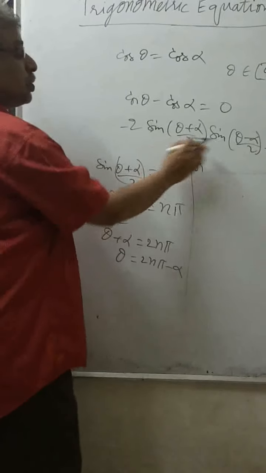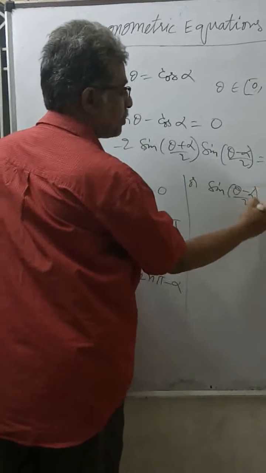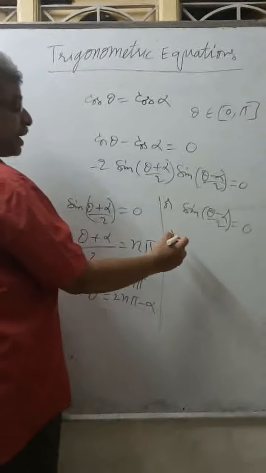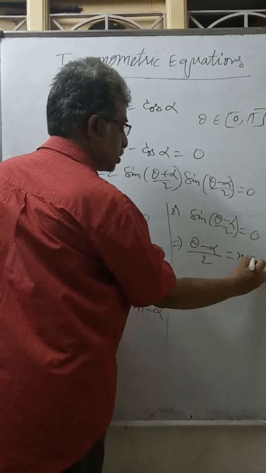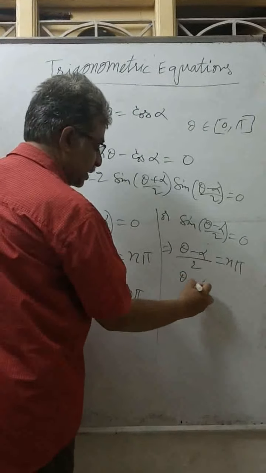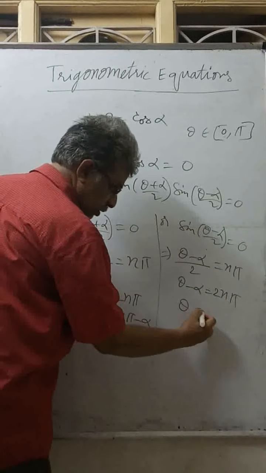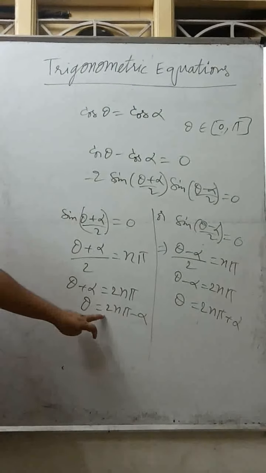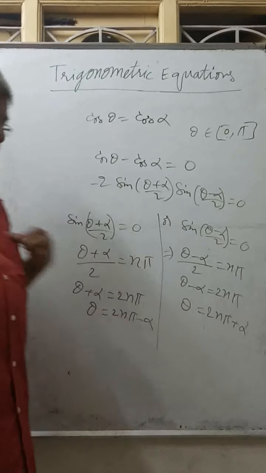Or either this is 0 or this is 0. This is sin of theta minus alpha by 2 equal to 0. So same general solution of sin 0, we know, n pi. So theta minus alpha by 2 equal to n pi. 2 goes to that side: theta minus alpha equal to 2n pi, so theta equal to 2n pi plus alpha. Both are even multiples of pi only: 2n pi, 2n pi, but this is plus alpha, this is minus alpha.